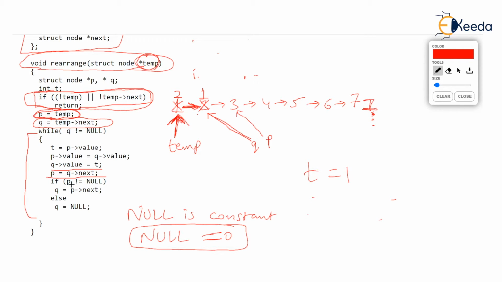Now the next line. We are now checking, is p not equal to null? Observe p has been moved to a new node, isn't it? P was at the first node and p has now been traversed to the third node. So we ask, is p not equal to null? P is not null because p is pointing at 3. Then the line q is equal to p arrow next runs. So q will point wherever p arrow next points. Note that p arrow next points at 4, so q will point at 4.